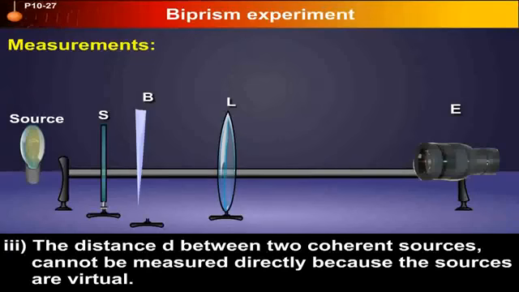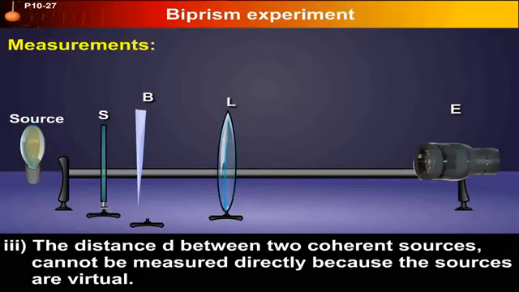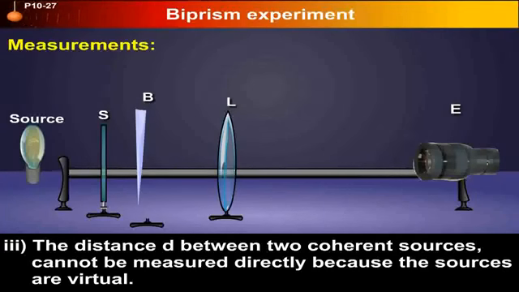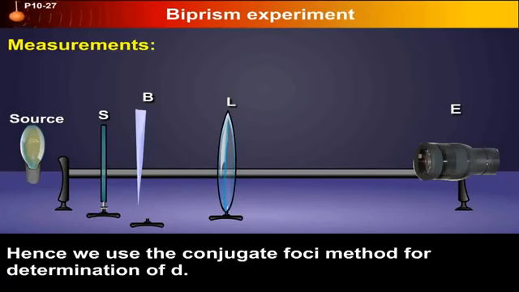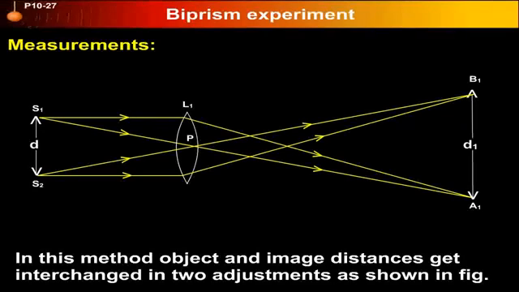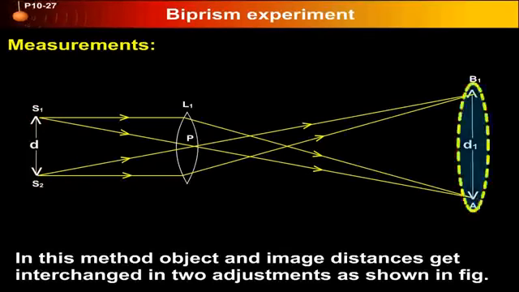3. The distance small d between two coherent sources cannot be measured directly because the sources are virtual. Hence, we use the conjugate foci method for determination of small d. In this method, object and image distances get interchanged in two adjustments as shown over here.